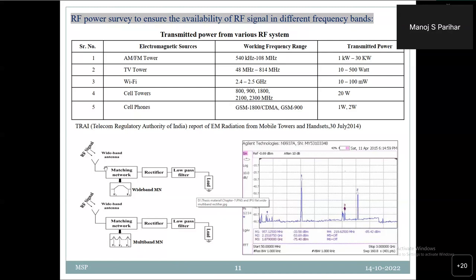First, we have to ensure, by using a wideband antenna, that we can connect it directly to the spectrum analyzer to see the availability of RF signal, right? Once you know the RF signal, you can design your matching network or your rectifier circuit accordingly. From here, we can see the maximum strength is available on the GSM band. So design your antenna at the GSM band, followed by the matching network at the GSM band, followed by your other circuit.